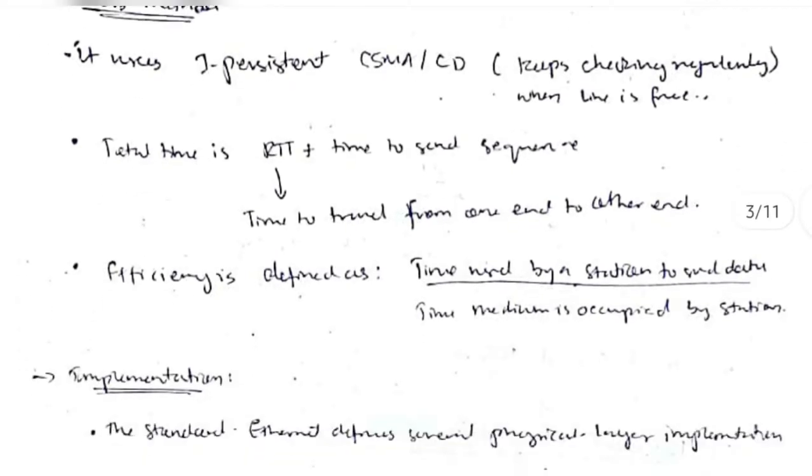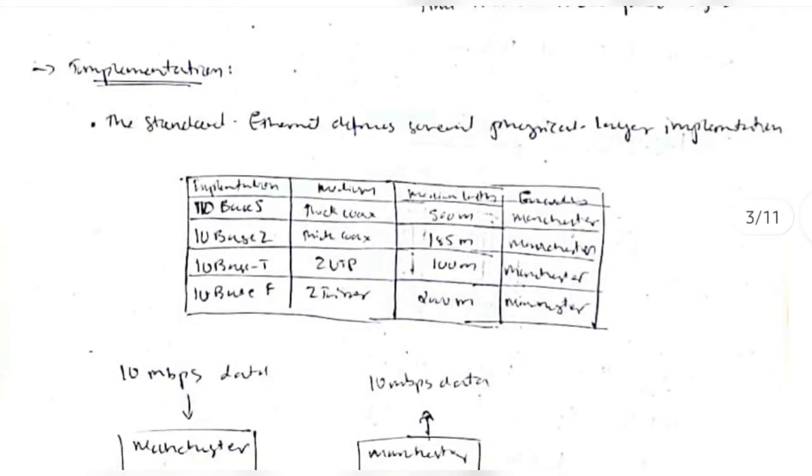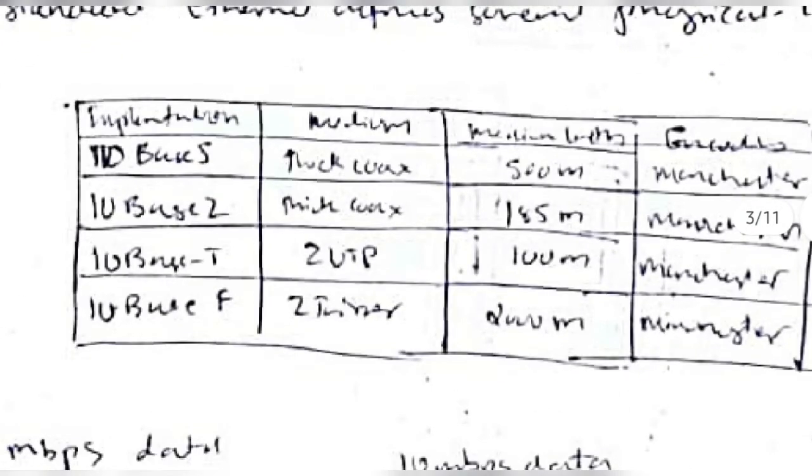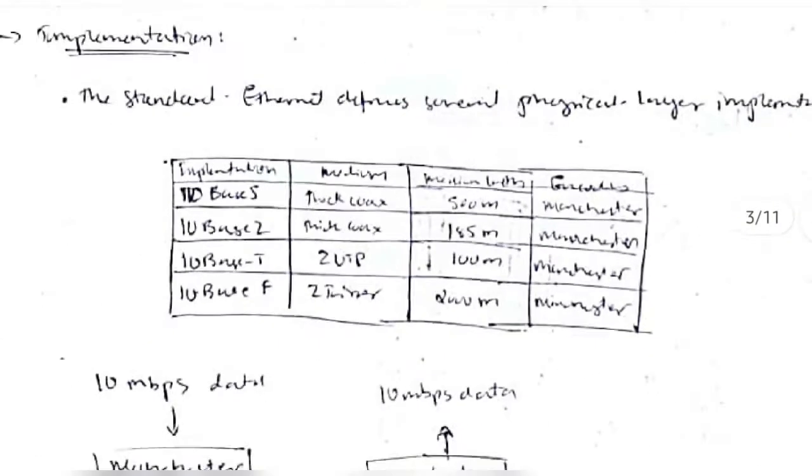The total time is the time taken to travel from one end to the other, plus the time taken to send the sequence onto the channel. The efficiency is defined as the time taken by the station to send the data divided by how much time it occupied the medium. The implementation is in 4 levels, depending on how much distance is to be covered. If it's 500 meters, you go with this one; if it's 185, you go with this one, or 100 and 2000. Let's discuss each one by one.